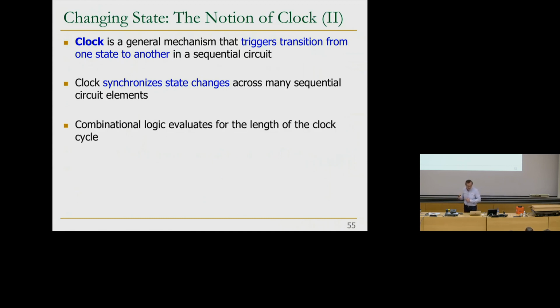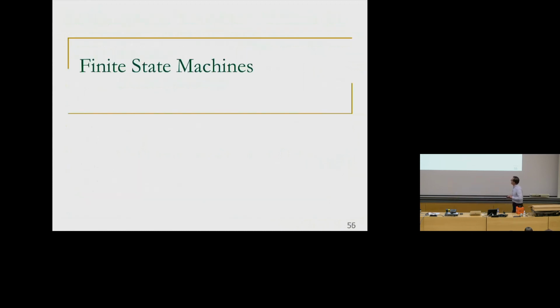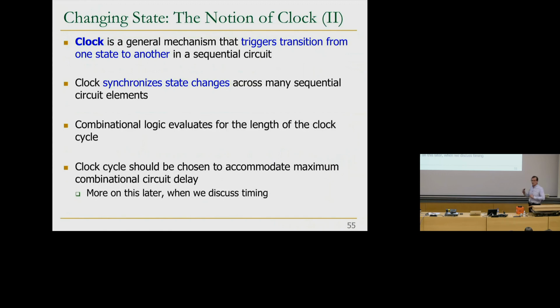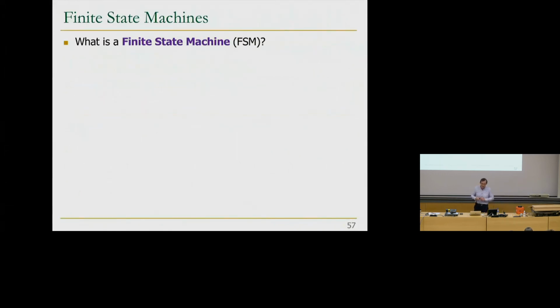And basically, combinational logic evaluates for the length of the clock cycle. We have this clock cycle, 5 seconds. Your combinational logic keeps evaluating. And clock cycles should be chosen to accommodate maximum combinational circuit delay. We'll talk about timing a little bit more. So basically, your combinational logic needs to finish its operations within that clock cycle. So we'll discuss timing later on. So you need this clock to really form many finite state machines, and we will see that in a little bit. So let me tell you a little bit more about finite state machines, and we'll get back to this notion of clock, because we will need that clock to synchronize.